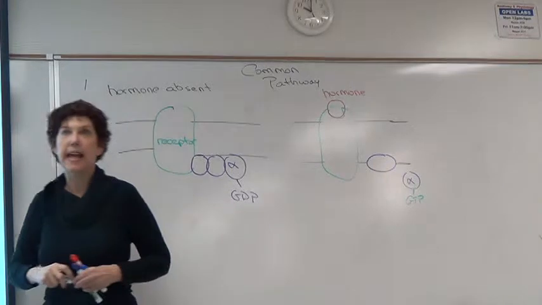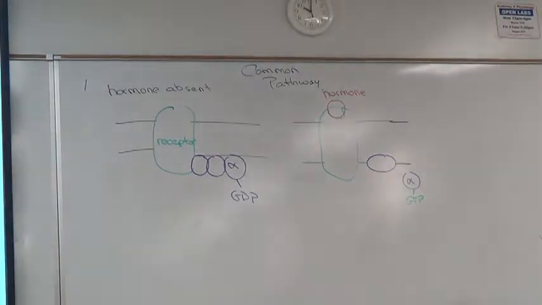Now obviously a cell is going to have more than one receptor. So more than one hormone is going to be binding to a receptor, and we talked about upregulation and downregulation, so we can increase or decrease this overall effect.